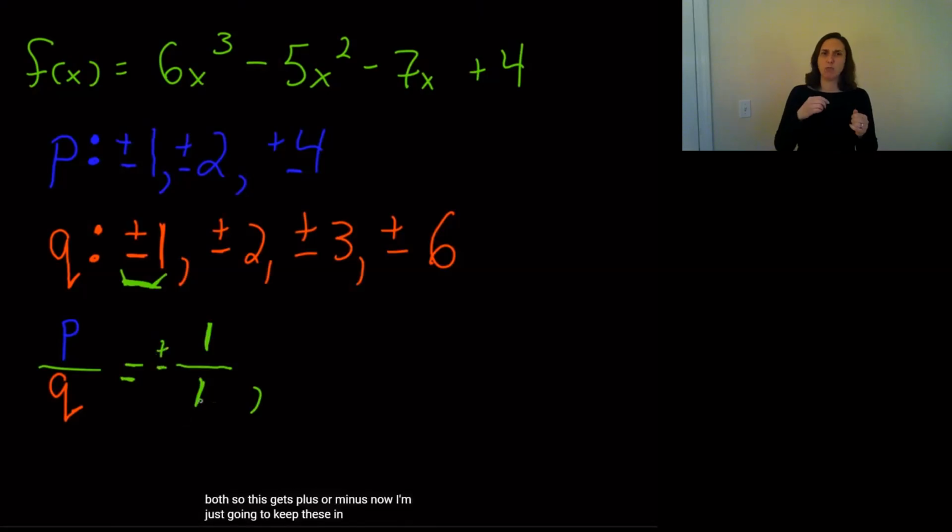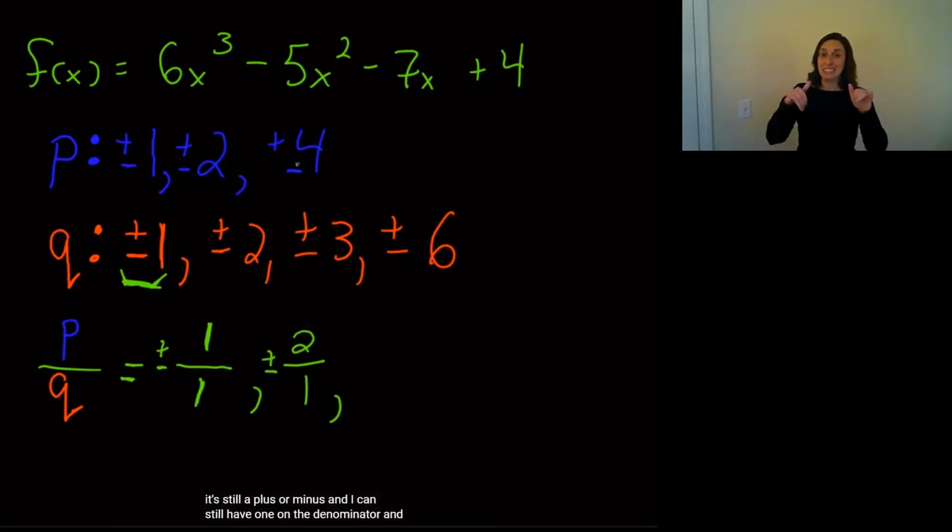Now I'm just going to keep these in fraction forms for right now. We'll simplify this in a second. All right, so that's 1 for that. Notice that I can also still have 1 on the denominator, and I can have 2 on the numerator. So I get 2 over 1. It's still a plus or minus. And I can still have 1 on the denominator, and I can get 4 on the numerator.